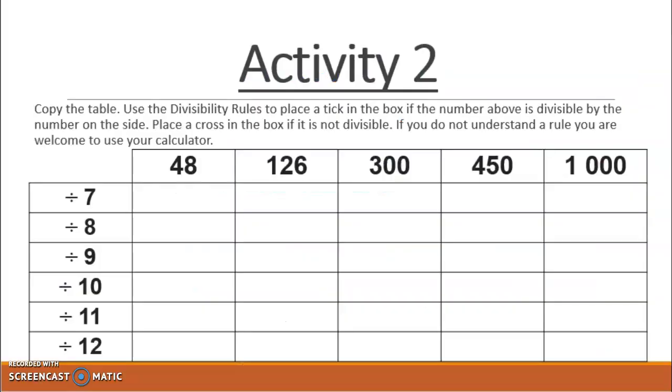Next, please complete the table. First, copy it down. Use the divisibility rules to place a tick in the box if the number above is divisible by the number on the side. Place a cross in the box if it is not divisible. If you do not understand a rule, you are welcome to use your calculator. Press pause, complete activity 2 and press play when you are ready to mark.